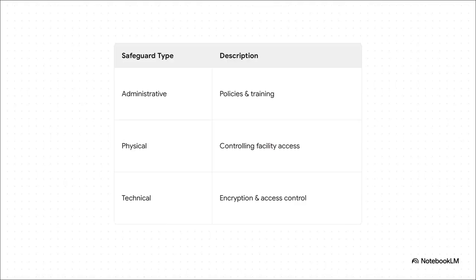When it comes to keeping that electronic data safe, the HIPAA security rule relies on 3 specific safeguards. First, you've got administrative safeguards, which are basically your policies and training. Then, physical safeguards, literally locking the doors and controlling facility access. And finally, technical safeguards, which means things like strict access controls and data encryption.